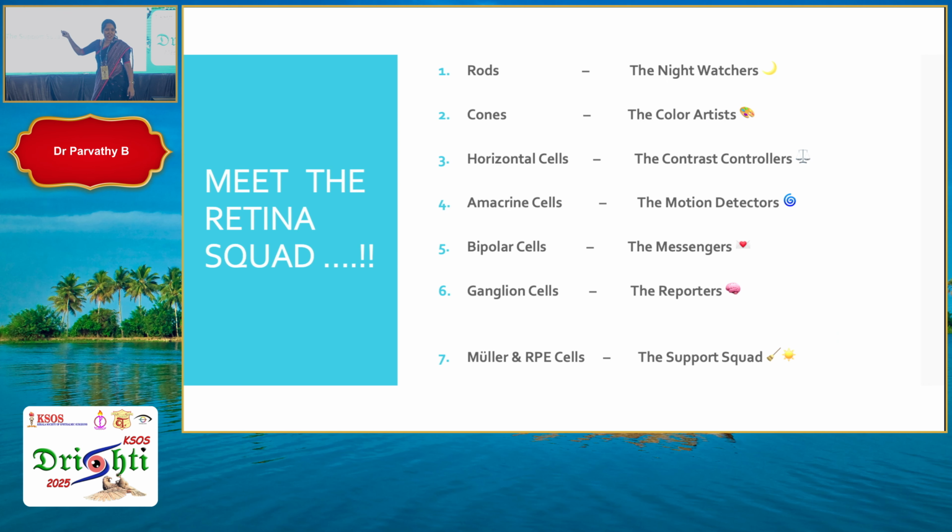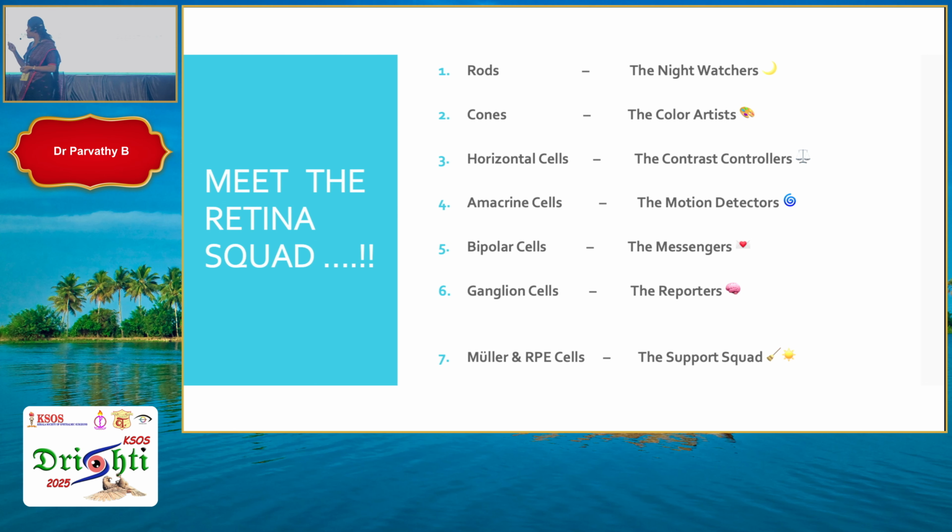Yes, here they are, our retinal squad, each of them having a peculiar function. Just imagine our eye as a visual camera, which is taking a picture and sending it to the brain. While taking a photograph on a mobile phone or camera, we need a good coloring system, a good contrast system, isn't it? So in our story, our cells are playing all these roles. Rods are the night watchers, cones are the color artists, horizontals are the contrast controllers, bipolars are the messengers, amacrines are the motion detectors, Muller and RPE are the support squad, and ganglions are the reporters.